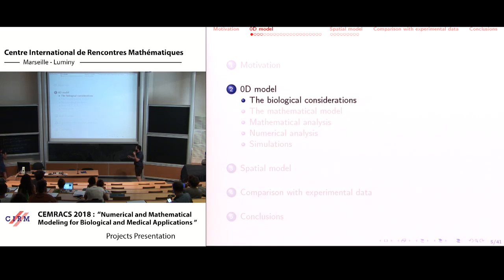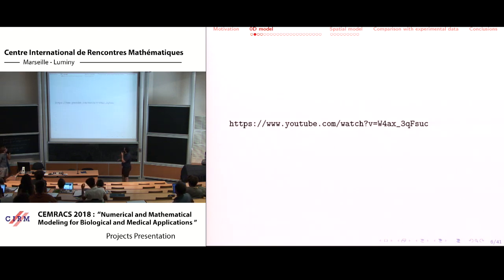First, we will consider a 0D model. 0D meaning that there is no space. First of all, here are the biological considerations.